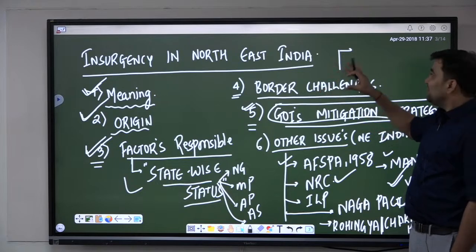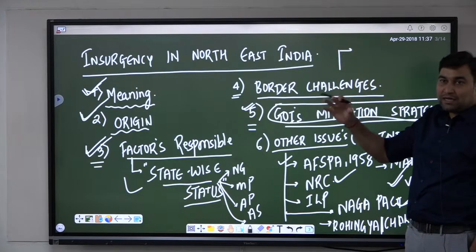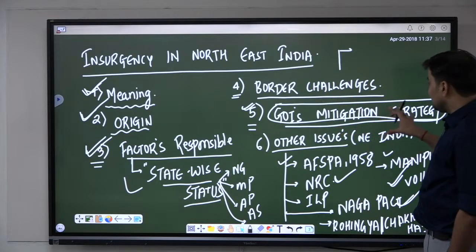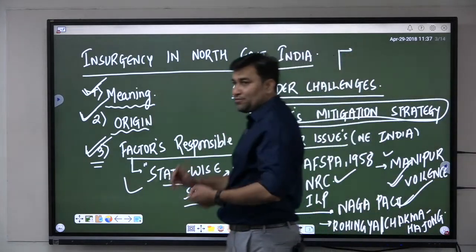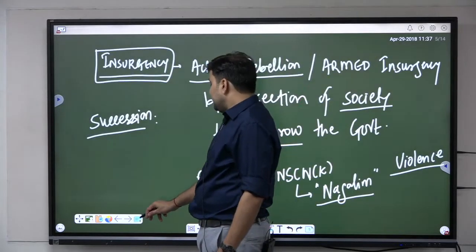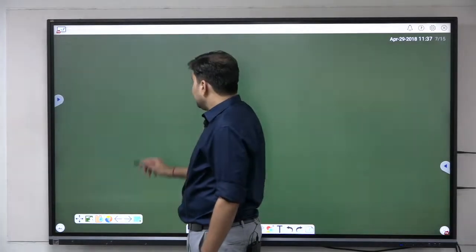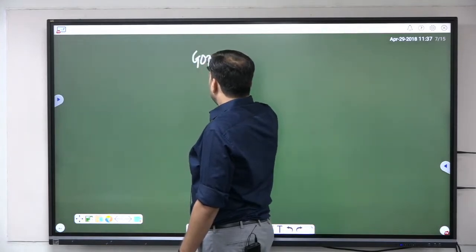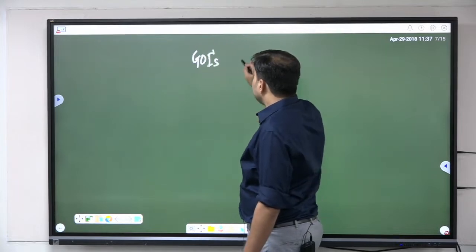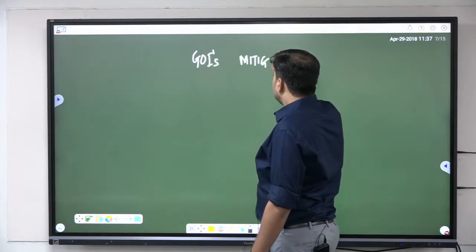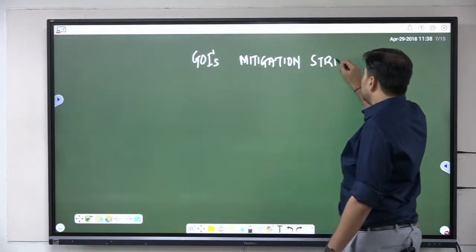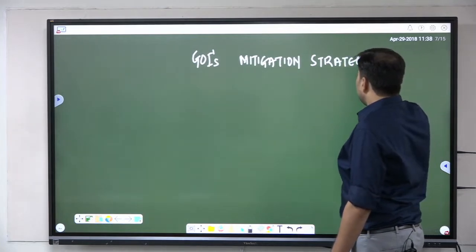So here you can write the challenges across Bhutan, Bangladesh, Myanmar, etc. Is it clear? Now let us try to understand the most important point: what is the Government of India's mitigation strategy with respect to the insurgency? To answer this question, the Government of India's mitigation strategy for insurgency. First listen, don't write.